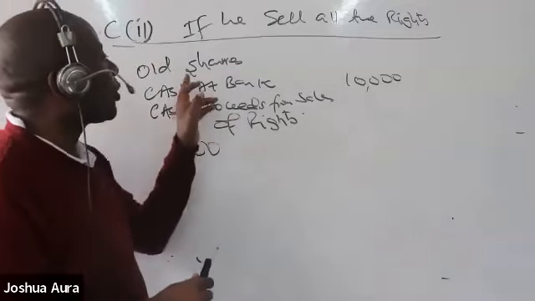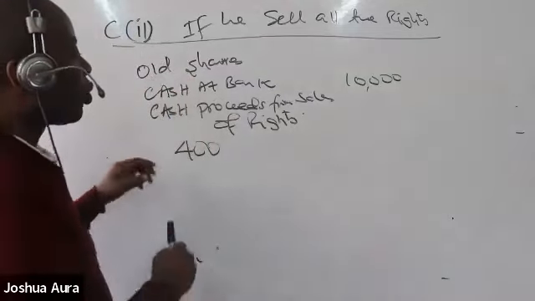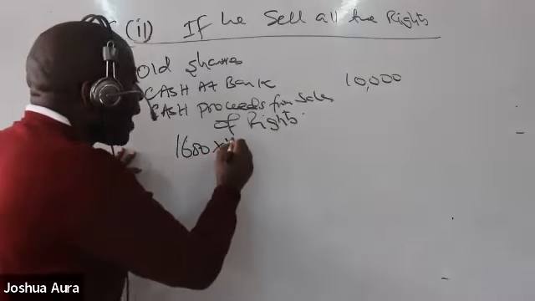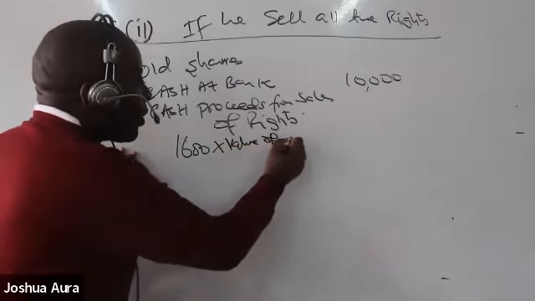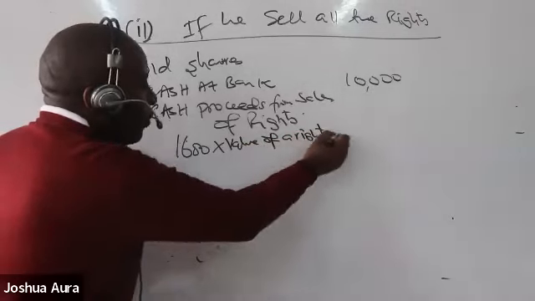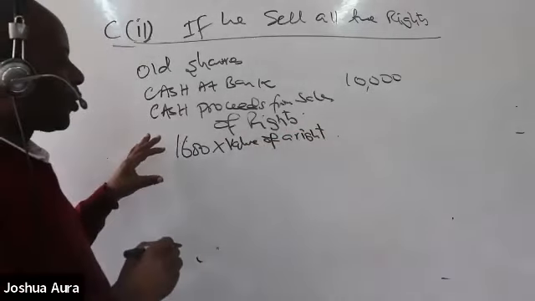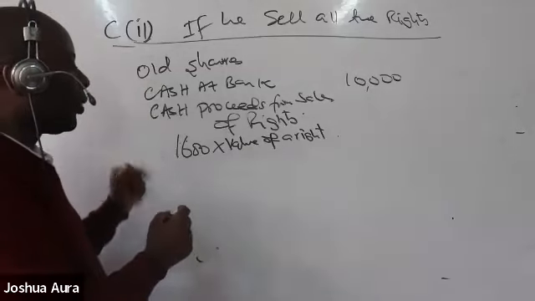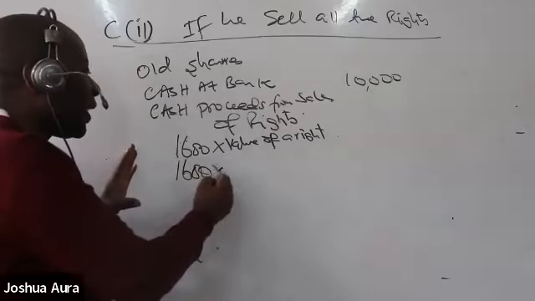Always you use the shares that are there. So you pick in this case here 1,600 times value of a right. Quite confusing, but you shall overcome. So 1,600. So here you don't make the use of that a quarter. You take 1,600 times value of a right.